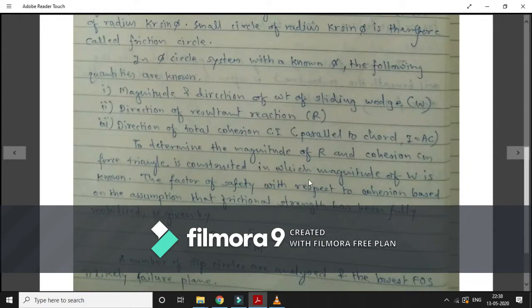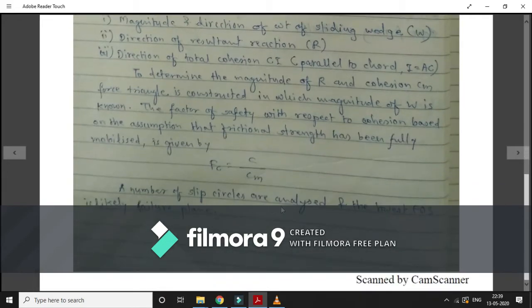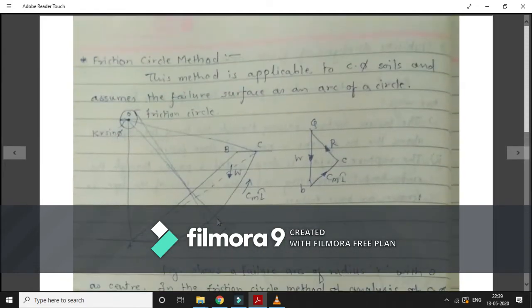To determine the magnitude of R and cohesion Cm, a force triangle is constructed in which the magnitude of W is known. The factor of safety with respect to cohesion, based on the assumption that the frictional strength has been fully mobilized, is given by Fc is equal to C upon Cm. A number of slip circles are analyzed and the lowest factor of safety is likely to be the failure plane. So this method is expected only from a theoretical point of view. So no problems will be asked on the friction circle method.